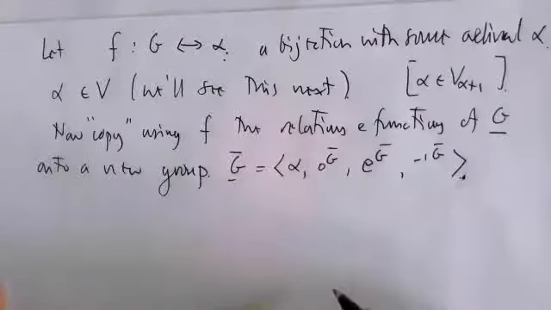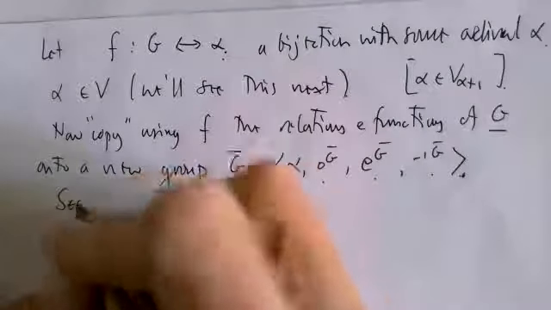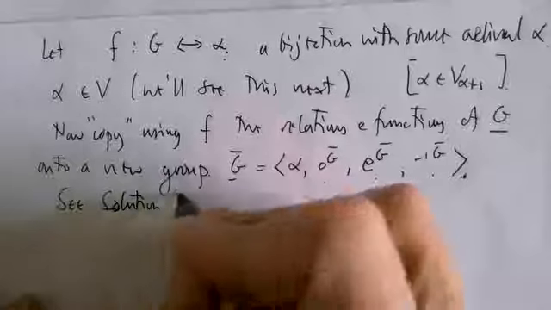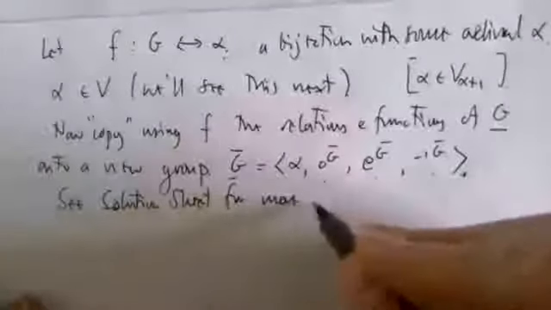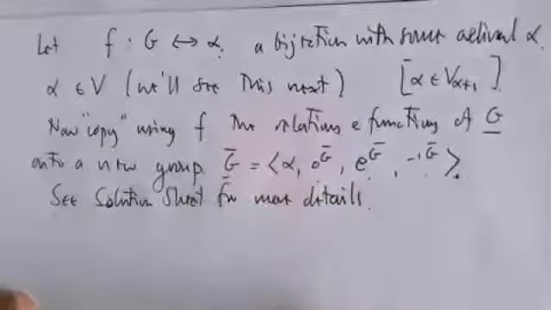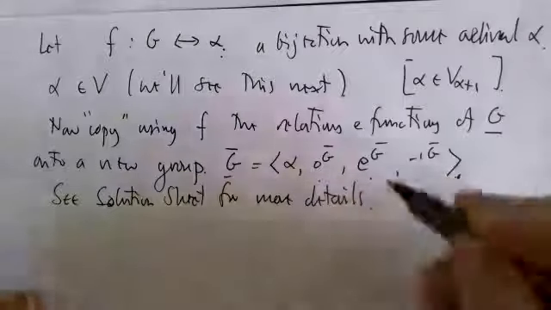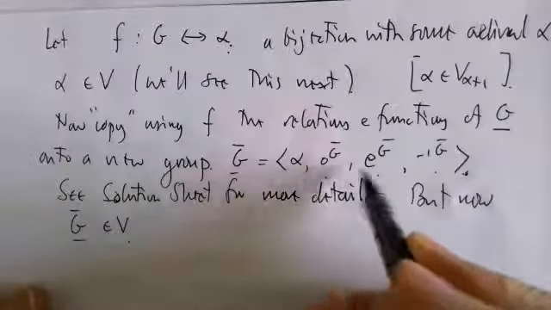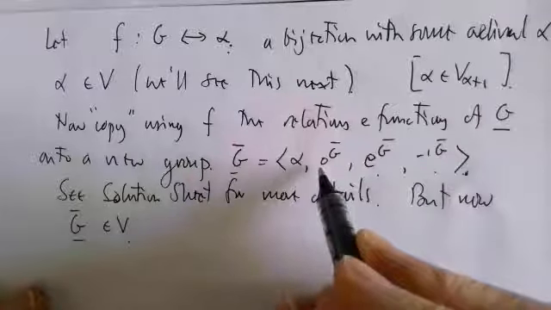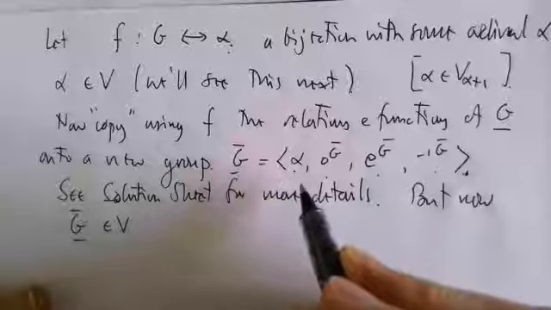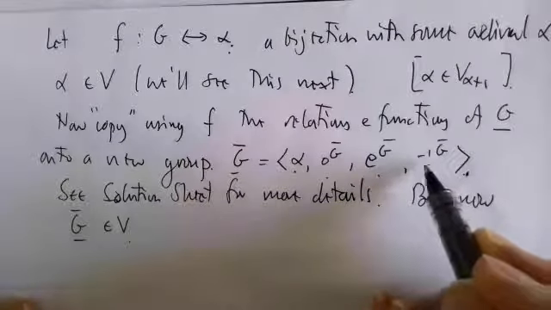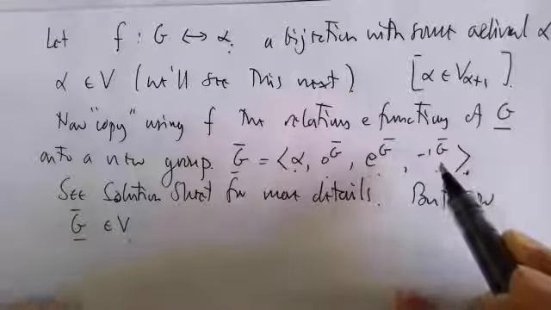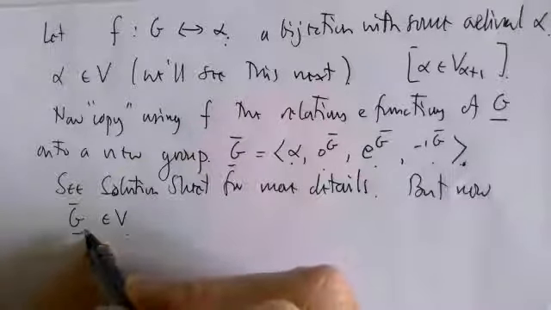The details of how you get this are just sketched in the solution sheet here. So I'll just stop before I go on for too long. Just see the solution sheet for more details. But now this G bar is in V. The domain is something in V, and here we've got various subsets of this ordinal in V. So this is a binary relation on alpha. The identity is a constant function, here's a one place function on alpha. These things are all in V. So basically I've got this isomorphic copy of the group that you gave me in V.